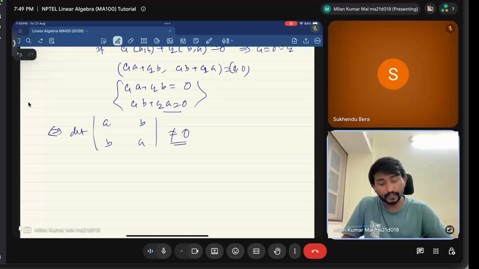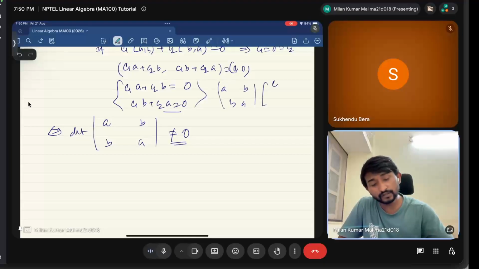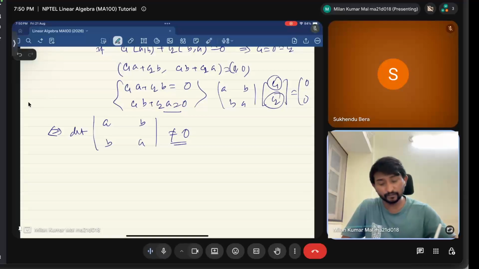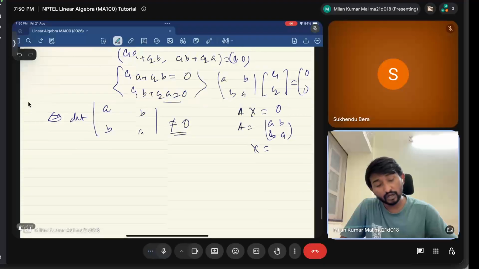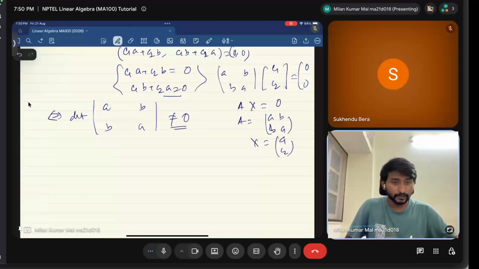Then this is a system of homogeneous linear equations, so basically you can write it as the matrix A, B, B, A times C1, C2 equals 0, 0. Consider C1 and C2 as variables. So right now AX equals 0, where A is the matrix AB, BA, and X is C1, C2. Now for a system of homogeneous equations with an n by n matrix, the zero solution is the only solution only when the determinant is not zero.